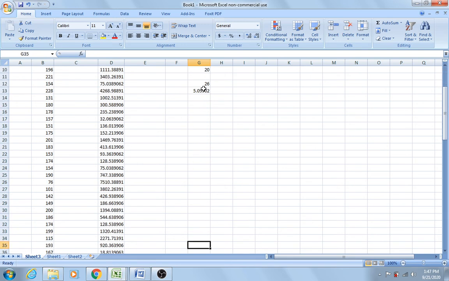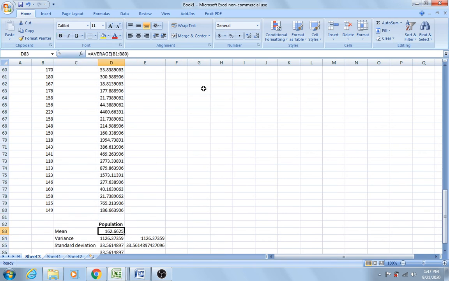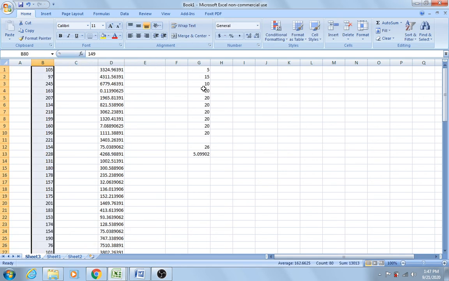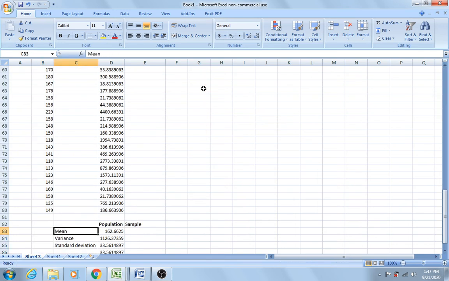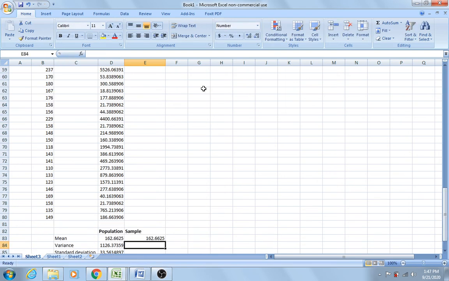Okay, now that is when we think that our data is a population. Now how if it is a sample? So now assume that those 80 observations are not a population but a sample. So the mean or the average will be the same. So the formula is the same, average, but the variance will be different.